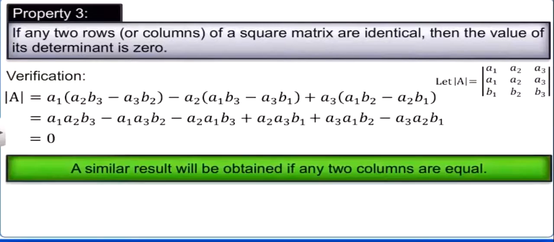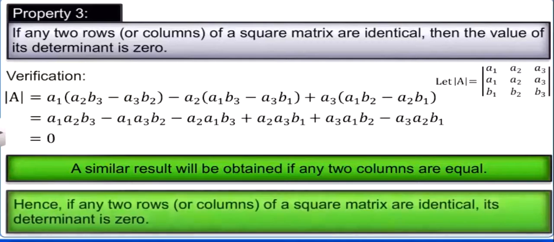Similarly, the determinant of matrix A is 0 if any two columns are equal. Hence, if any two rows or columns of a square matrix are identical, its determinant is 0. Let us now verify it by taking an example.